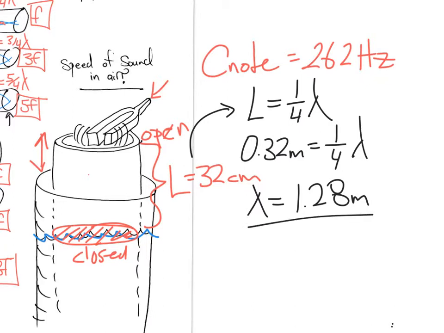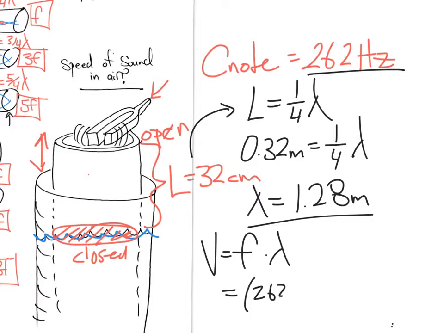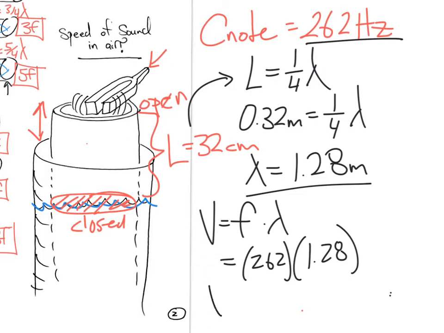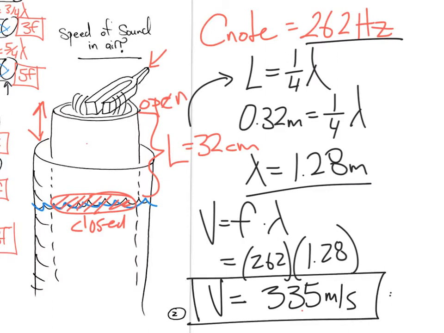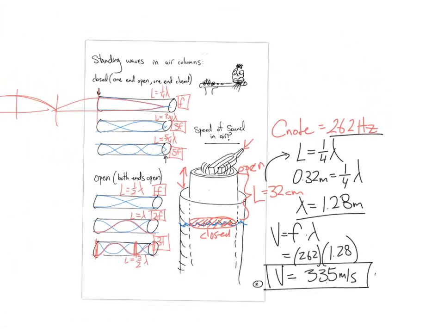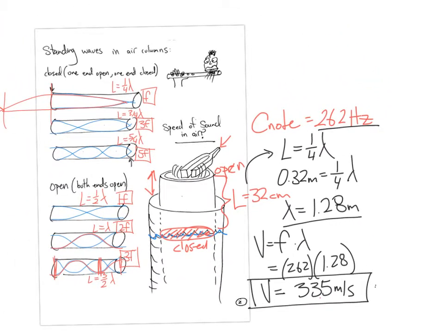So I know this, and I know that the frequency is 262 hertz, so I can find the speed of sound in air. This is kind of cool. Velocity equals frequency times wavelength. My frequency is 262 hertz. Wavelength is 1.28 meters. And I would get that the velocity is 335 meters per second. So we're going to get values similar to that. 343 is sort of the textbook speed of sound in air at sea level, room temp, but that's an example of a calculation, so please know how to do that because we will be doing this in class.